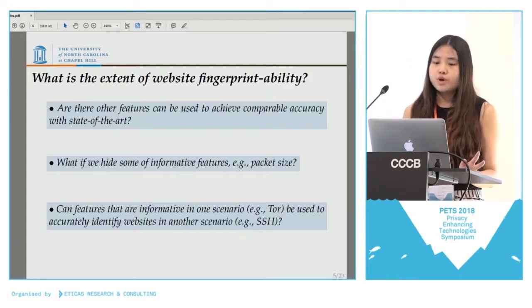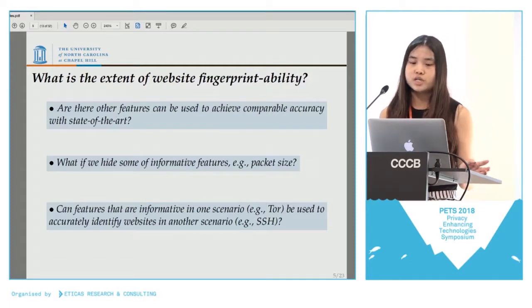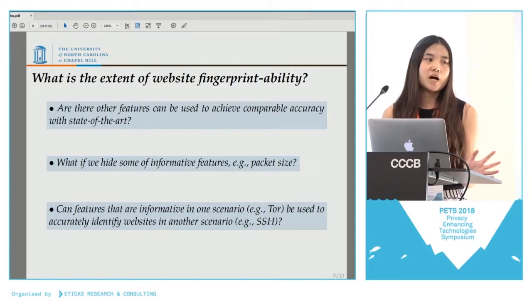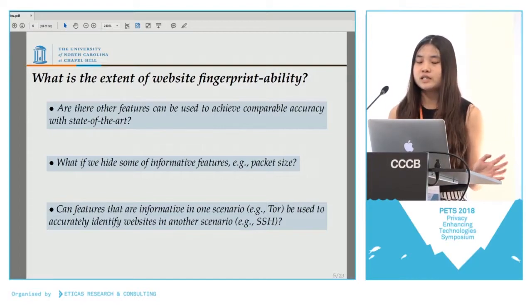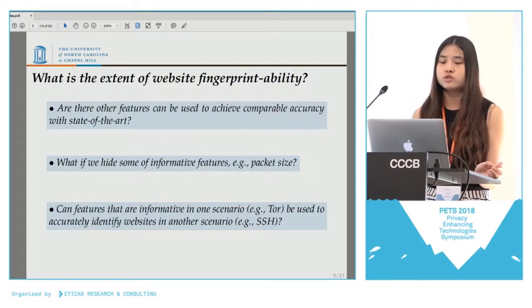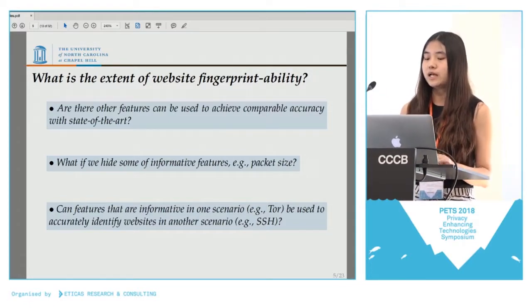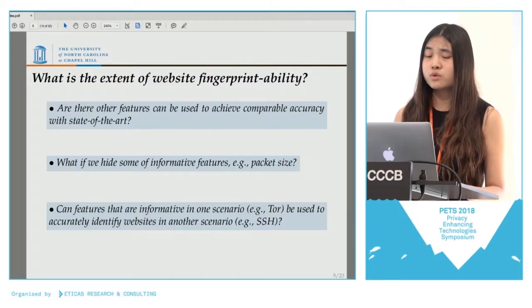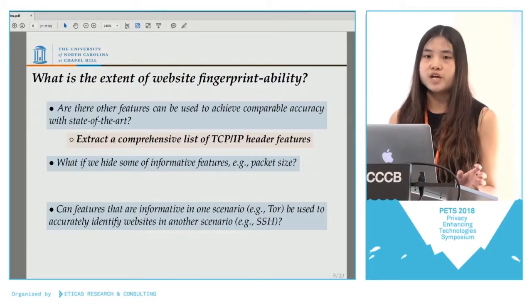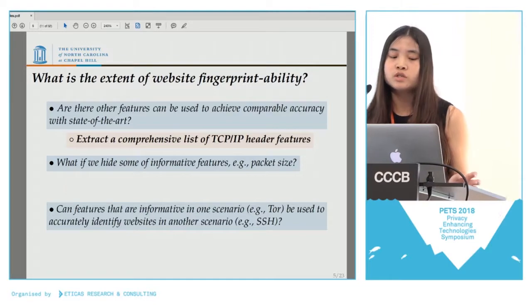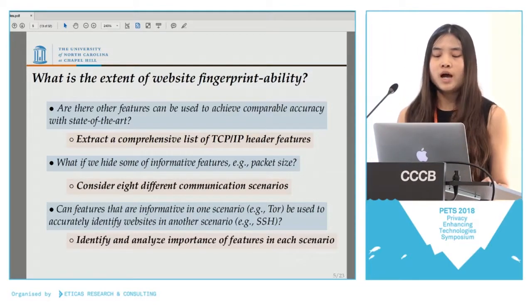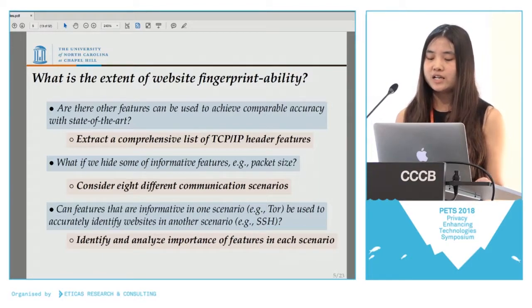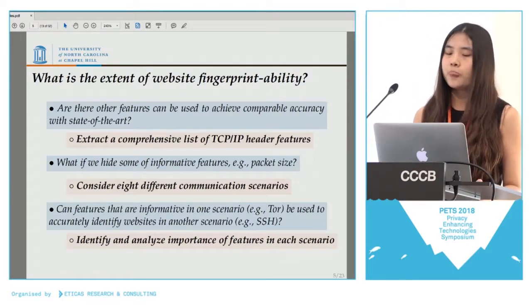So we start with three questions. Are there other features that can be used to achieve comparable accuracy with the state of the art? What if we hide some of the informative features that have been discovered before? Can features that are informative in one scenario be used to accurately identify websites in another scenario? To answer these questions, we extract a comprehensive list of TCP/IP header features. We consider 8 different communication scenarios, and in each scenario, we identify and analyze the importance of the features we extracted.